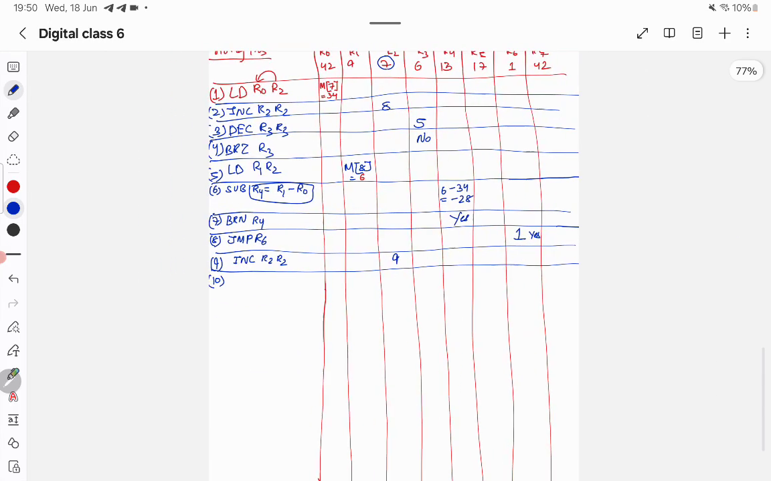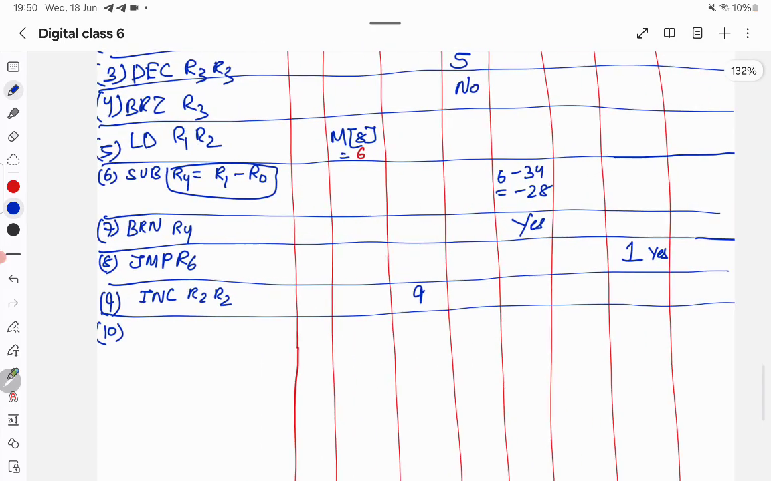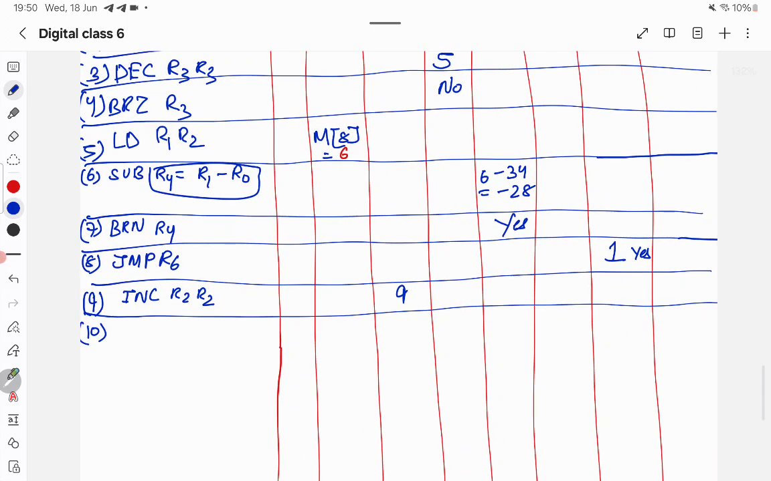Tell me faster now. You jumped from here? Jump R6. You could have done move R0, R1, right? But since our R4 is negative, we follow this instruction. So if it is yes, then we will jump 2 steps. 1, 2. Two steps is this instruction number 8. Jump R6, so you will come to jump R6.